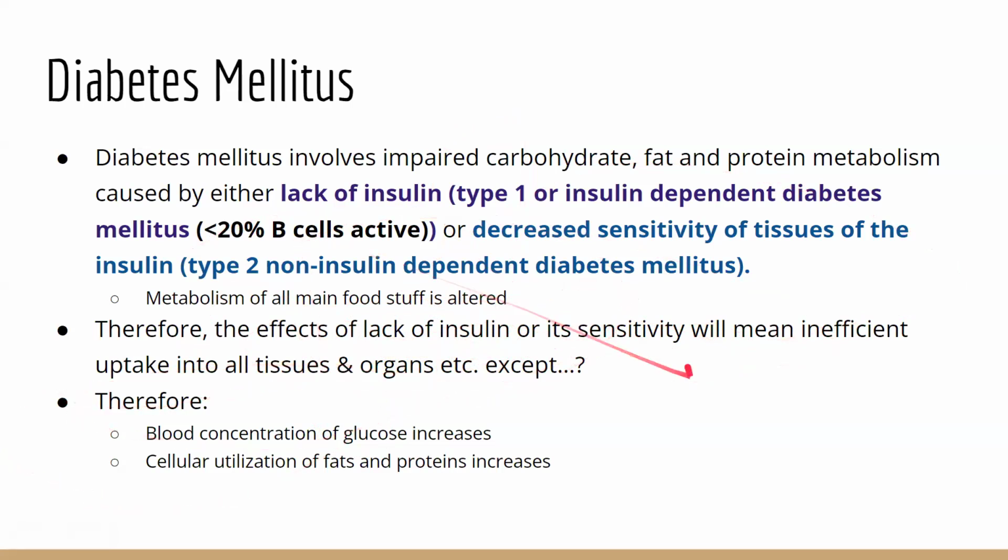So because of this problem in diabetes, blood concentration of glucose will increase. So you'll have hyperglycemia, and you'll also have cellular utilization of fats and proteins because now there's nothing that's stopping the proteins from being broken down. There's nothing that's stopping lipolysis from occurring.